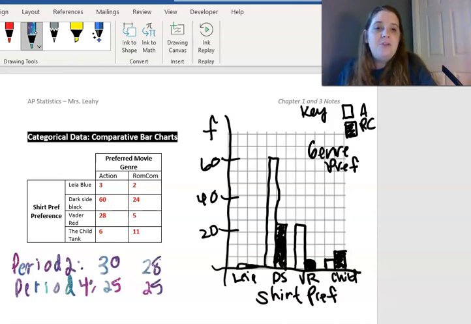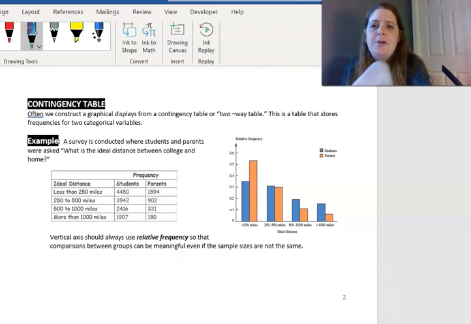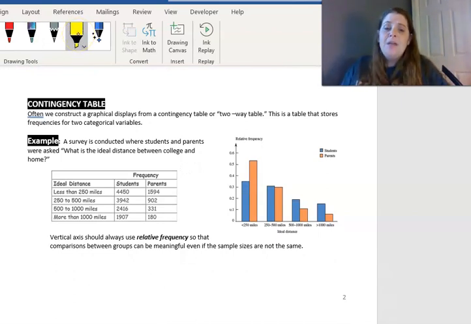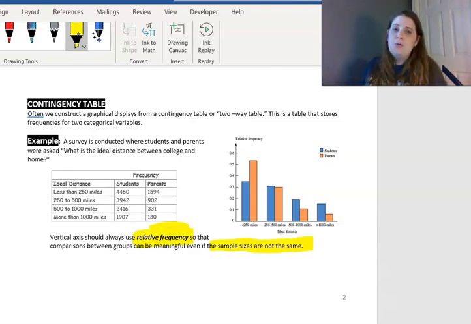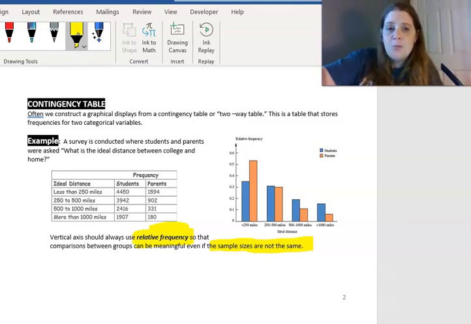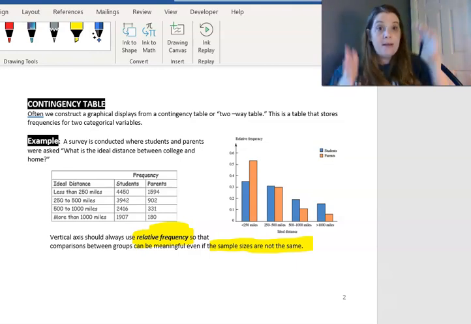A lot of times if you have two different size groups, it's much more appropriate to compare their relative frequencies than their actual frequencies. In fact, anytime you're looking at that vertical axis, you want to use relative frequencies, especially if your sample sizes or group sizes are not the same. It'll give you a much more meaningful thing to say. Now, a contingency table, sometimes called a two-way table, is when you organize the data like we had with the romantic comedies and the shirt choices, and you give all that data here.